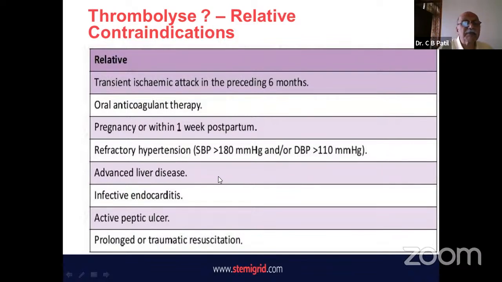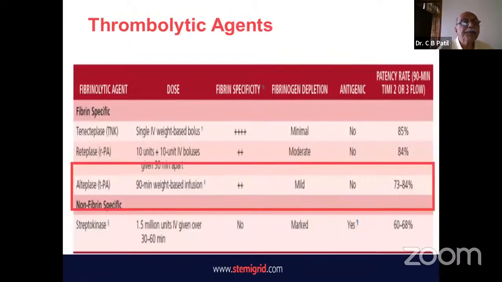Advanced liver disease because of the coagulation factors being deranged. Infective endocarditis, if active. Active peptic ulcer, prolonged traumatic resuscitation, more than 10 minutes. If you are suspecting internal injury, then also it is contraindicated. These are the three agents.